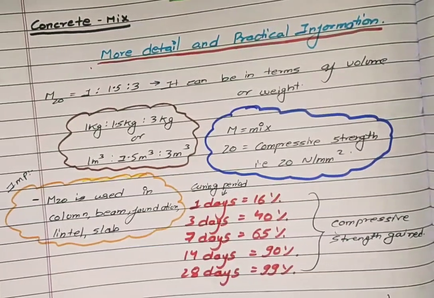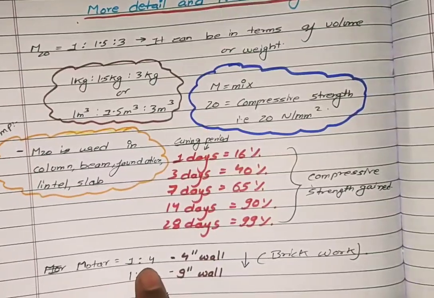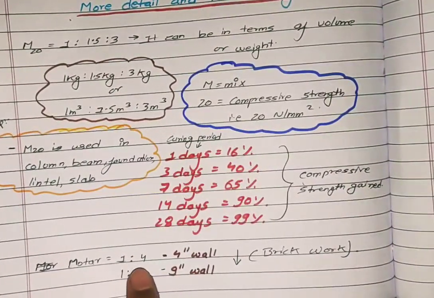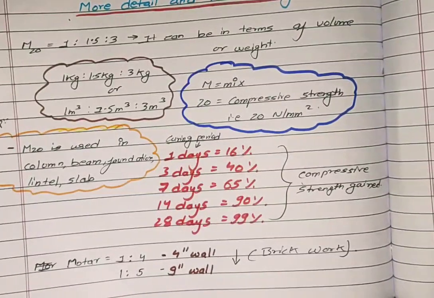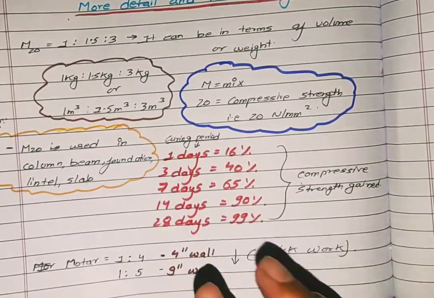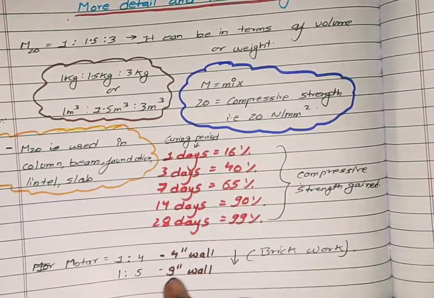Now we have different mortar. We also have different mortar ratios. That is, mortar is sand and cement, and sand. We don't use aggregate. Mortar is mostly used in brickwork to bond between bricks, to join different bricks.